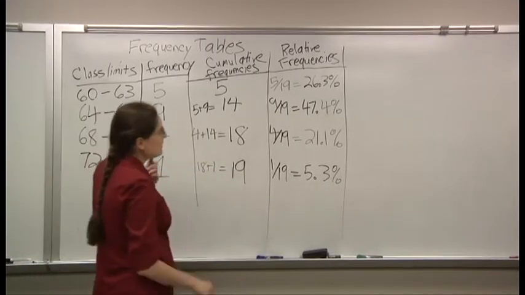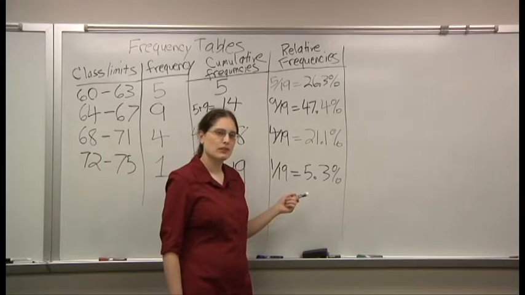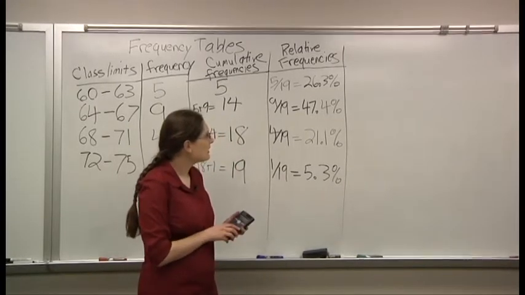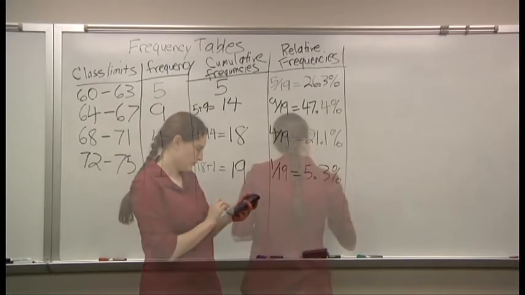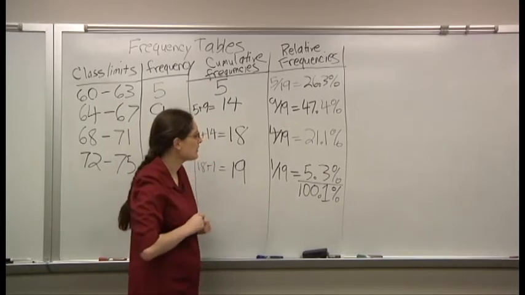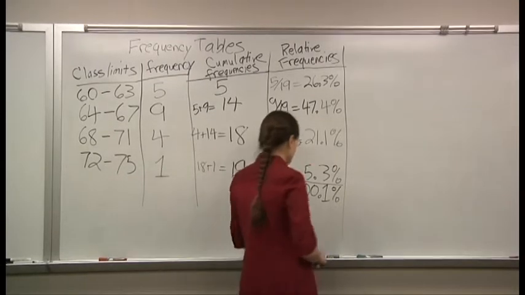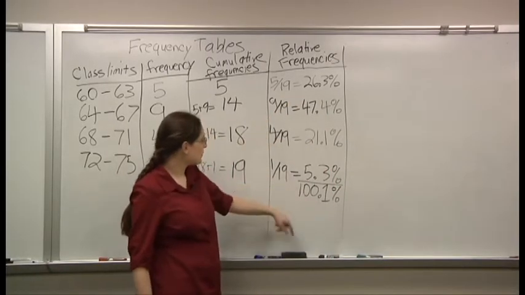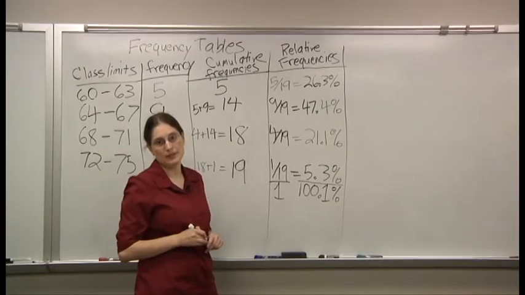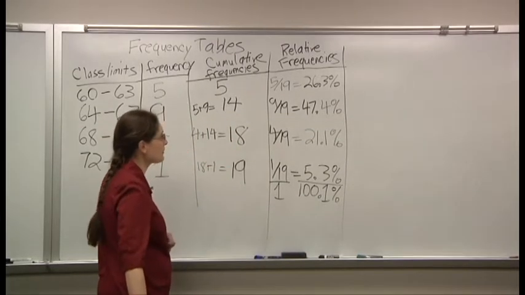What do you think would happen if I added up all these numbers? Can you make a guess? Yeah, it should all add up to 100%. Let's see if it does. I got 100.1%. Is something wrong? No, it just happens with the rounding. But if you'd gotten like 80%, you'd know you did something wrong. So your relative frequencies should all add up to 1 or to 100%. That is how you do relative frequencies.